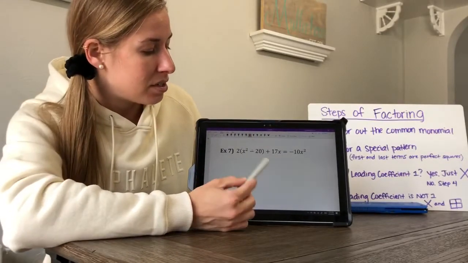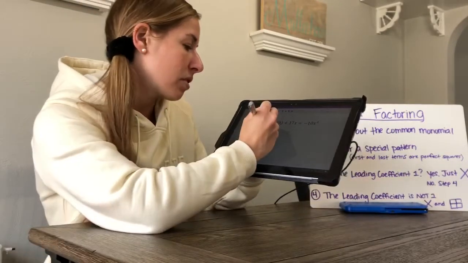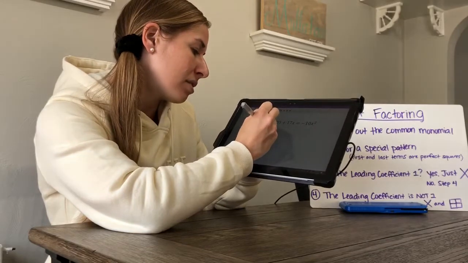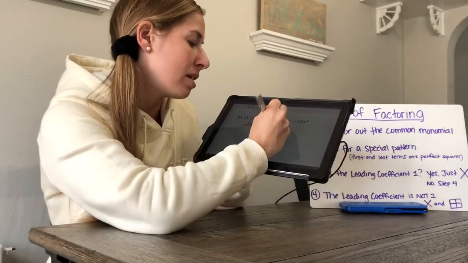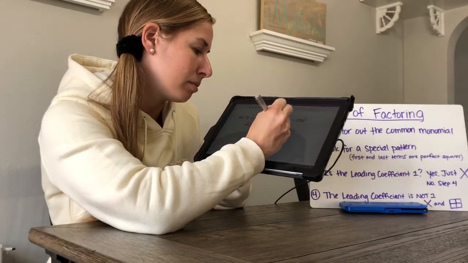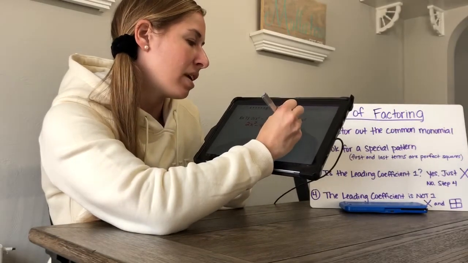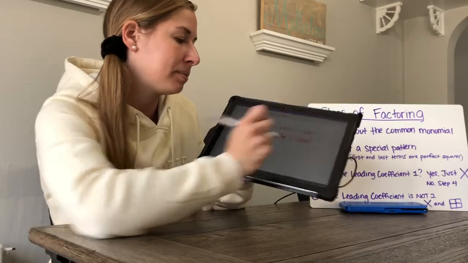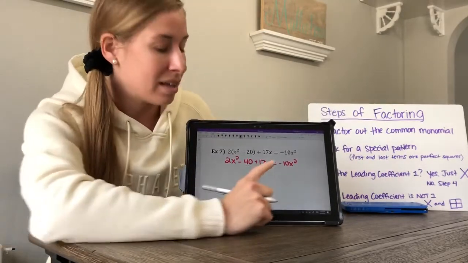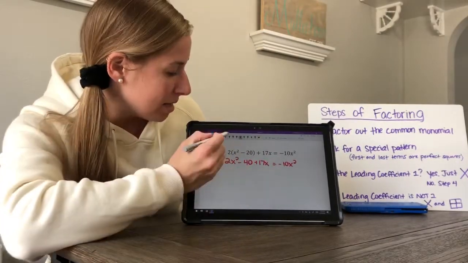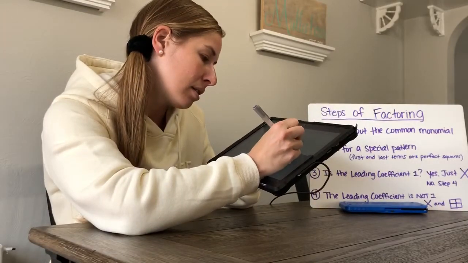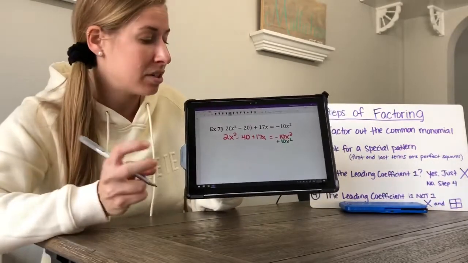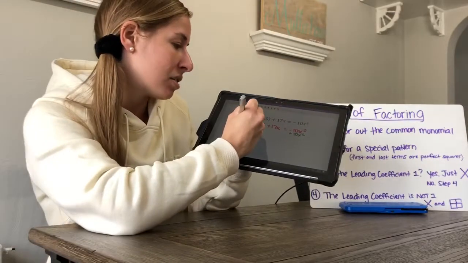So first, let's distribute this 2. So that gives us 2x squared minus 40, and then plus 17x equals negative 10x squared. Now let's set it equal to 0. So we could add 10x squared to both sides. Okay, that's like combining like terms. So we need to add it to the x squared term over here.